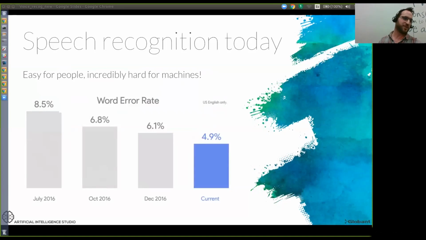Someone said that it's easy for people, incredibly hard for machines. Yeah, many years of failed tries, but voice recognition has had an important quality leap in the last 2 years because now it actually does work, not like years ago.